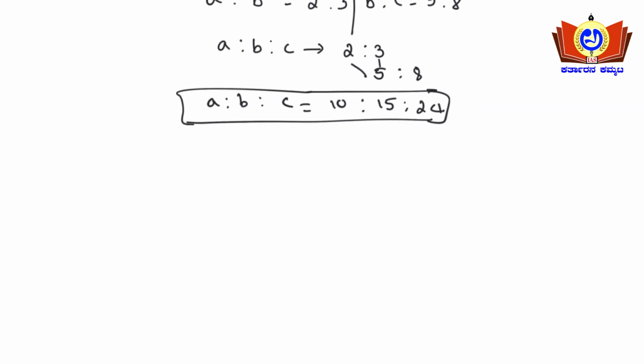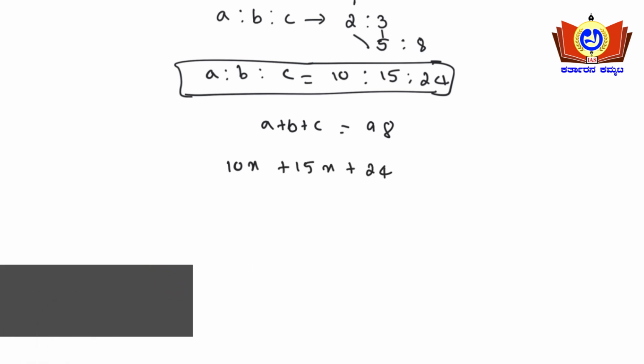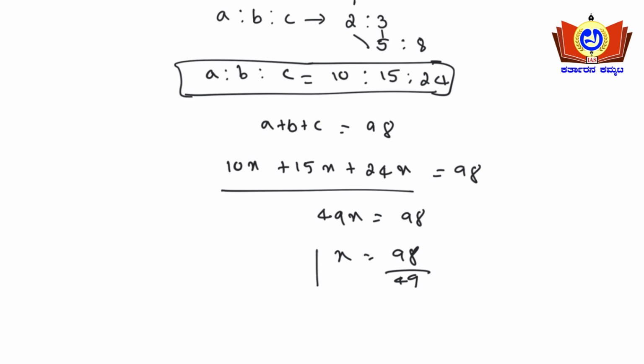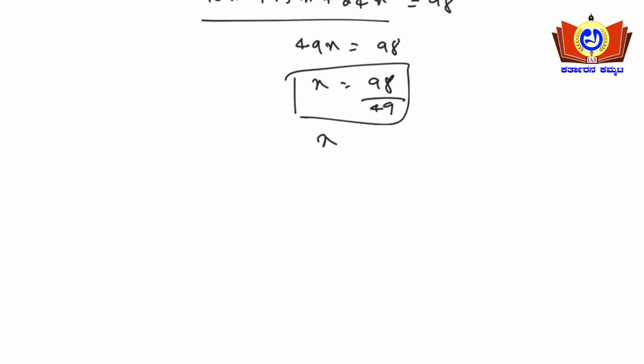We also know that a plus b plus c becomes 98. So 10x plus 15x plus 24x will be 98 here. 10 plus 15 plus 24 is 49. So 49x will be 98. So x will be 98 upon 49. Upon solving this, x will be 2 here.